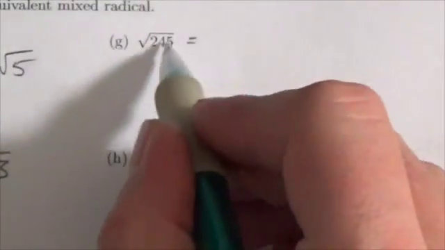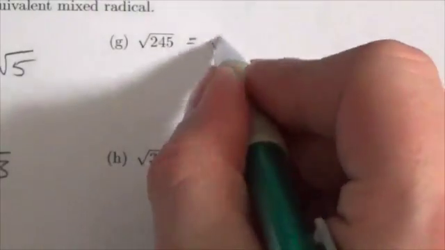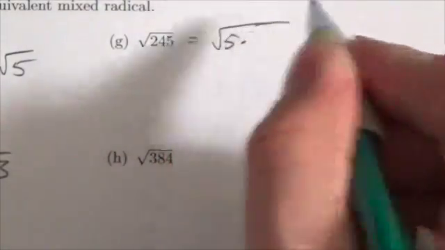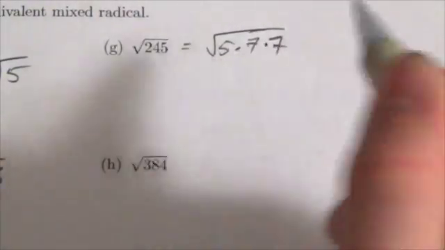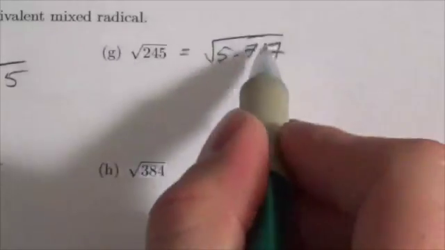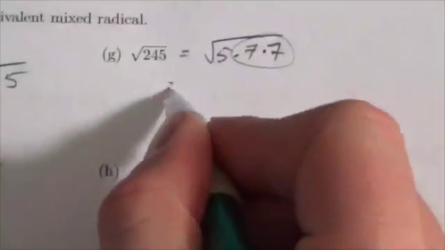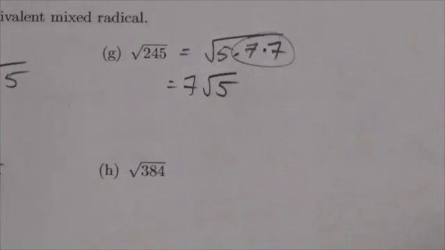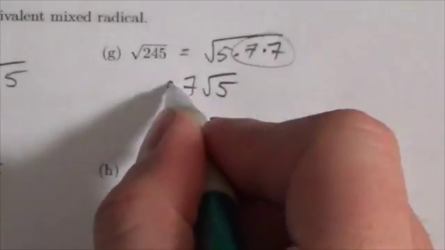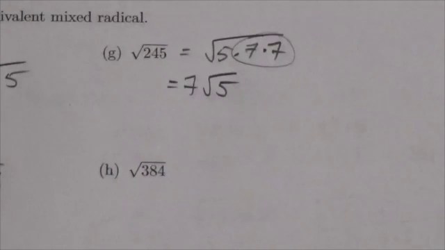So I can see right now that I can pull a 5 out of that, and when I pull a 5 out, I'm left with 49. So 245 divided by 5 is 49, and I know 49 is 7 times 7. The way a square root works is that I take that pair of 7s and it becomes a single 7 out front. I'm left with a 5 underneath the radical that I can't do anything with, and so there's my answer, 7 root 5.